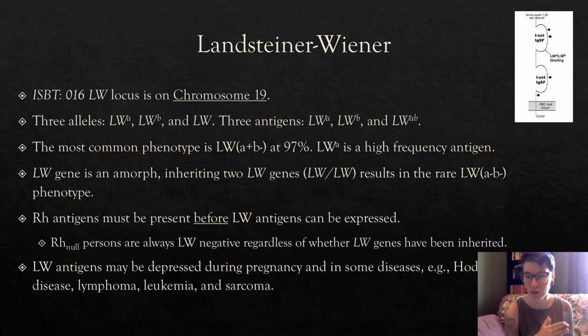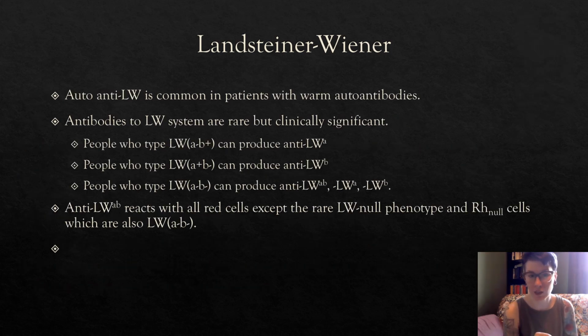Moving on to the Landsteiner-Wiener system. It is ISBT 16, it is on chromosome 19, and there are 3 alleles, LWa, LWb, and LW. LW is an amorph, so if you inherit the LW gene, there will be no LW expression, and you will phenotype as LWa negative, b negative. The Rh antigens must be present before the LW antigens can be expressed. So an Rh null person will always be LW negative. Auto anti-LW is also common in patients with warm autoantibodies.